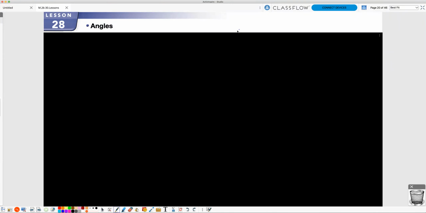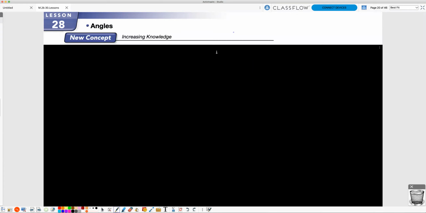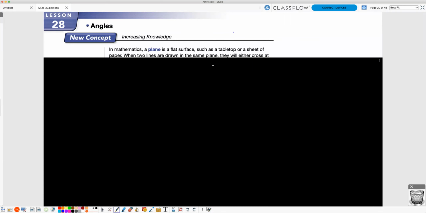This is lesson 28, angles. It's a new concept. Let's just get right into it. In mathematics, a plane is a flat surface such as a tabletop or a sheet of paper. This is not the same as an airplane. It's just a sheet of paper, flat surface, two-dimensional, 2D.